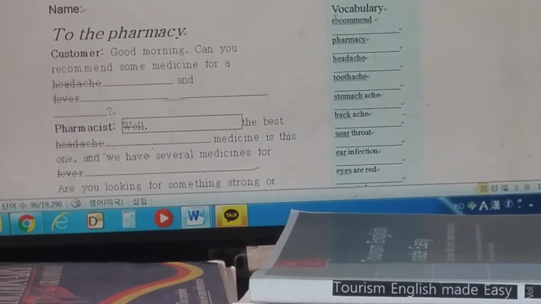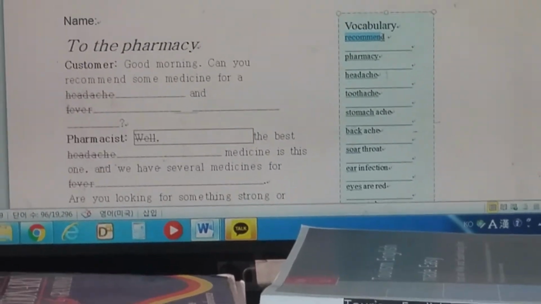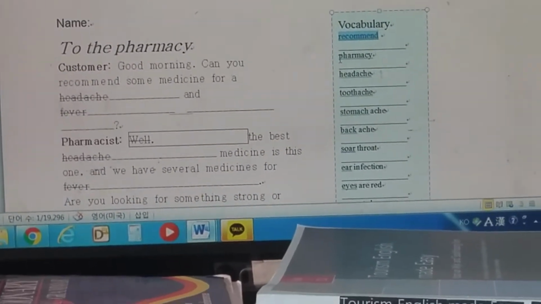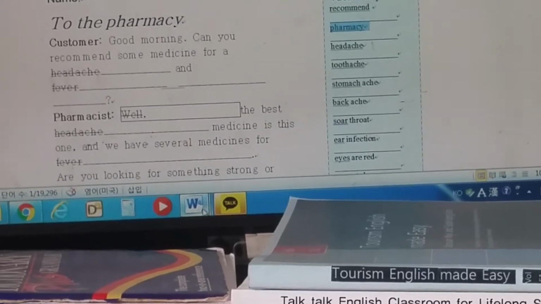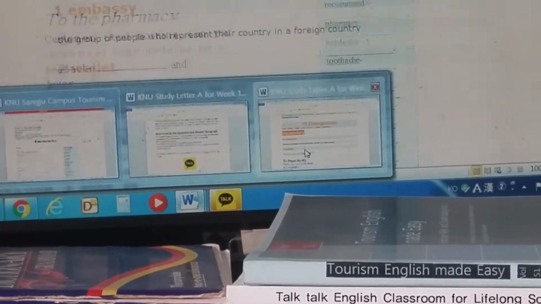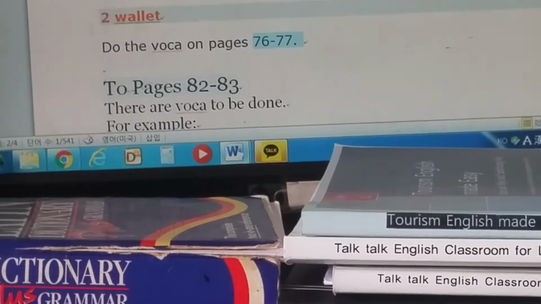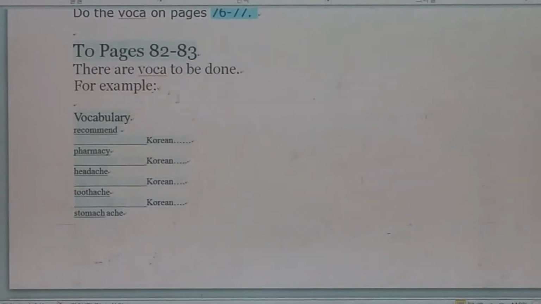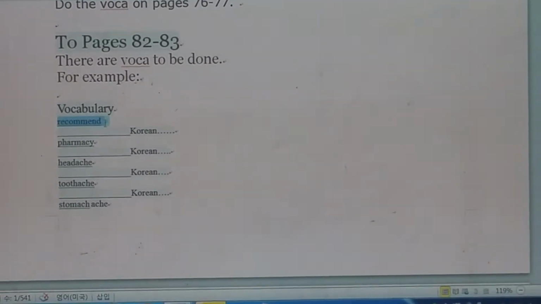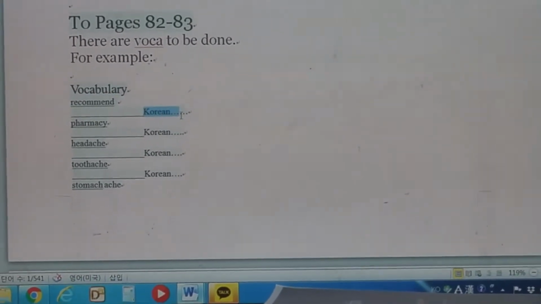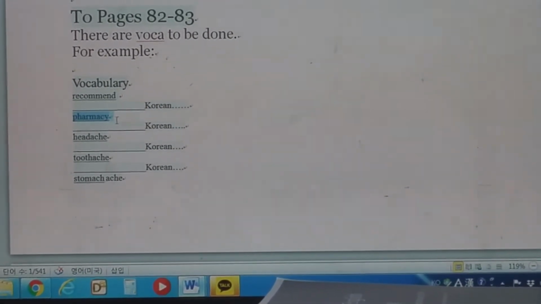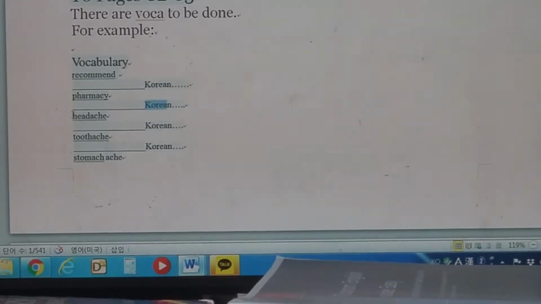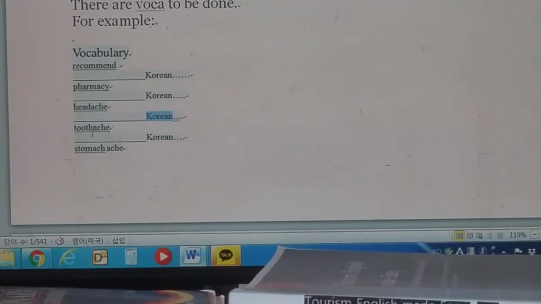Now here is VOCA 2. That's what my point is. Go down the VOCA here. There, what is recommend? What is pharmacy? Now I'm going back to our study letter because that is what it's all about. Pages 82, for example. There, I got it for you. You can see here. Recommend. Please write the Korean. Right? Pharmacy. Korean. Headache. Korean.